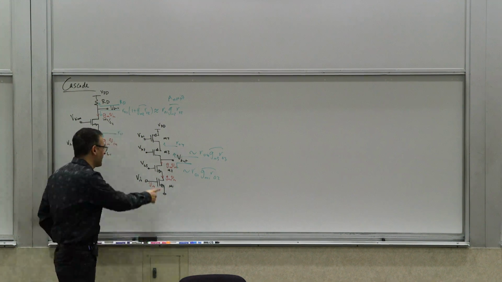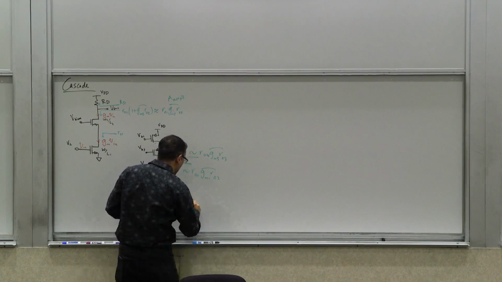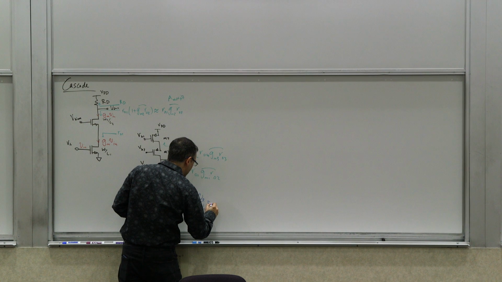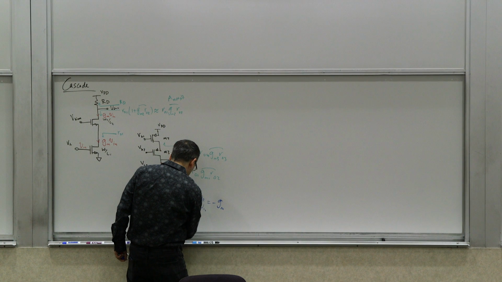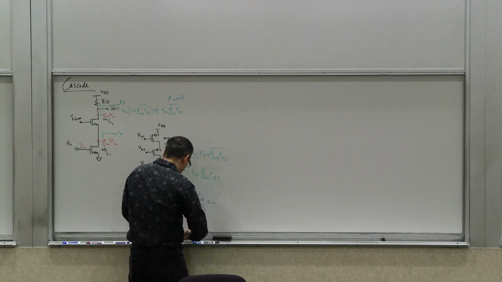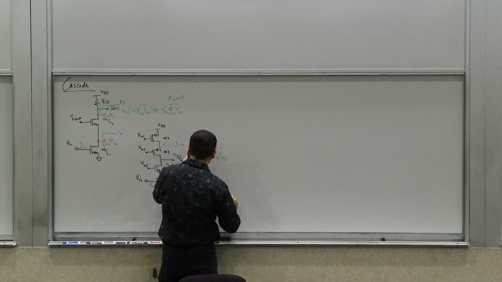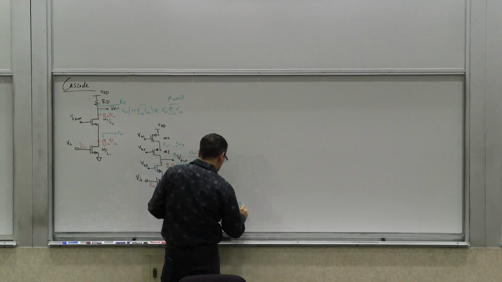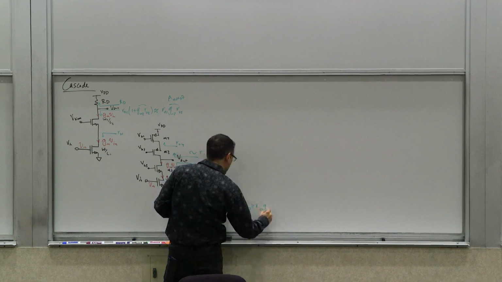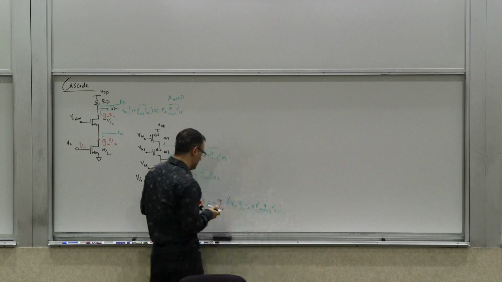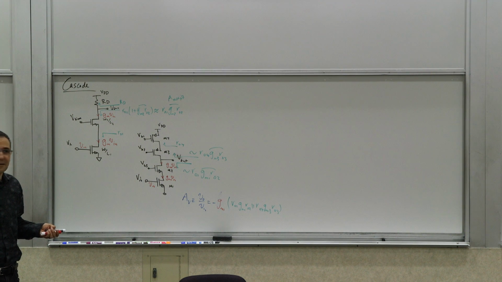And what is the drive? It's GM. So it should not be surprising if we say AV, defined as VO over VIN, is going to be negative, and that's because the current is being pulled out of this node. So negative GM1 times the parallel combination of these two terms, RO1 GM1 RO2 in parallel with RO4 GM3 RO3. Does it make sense?